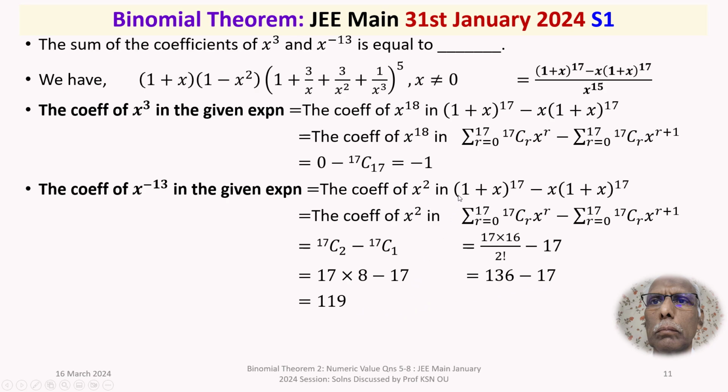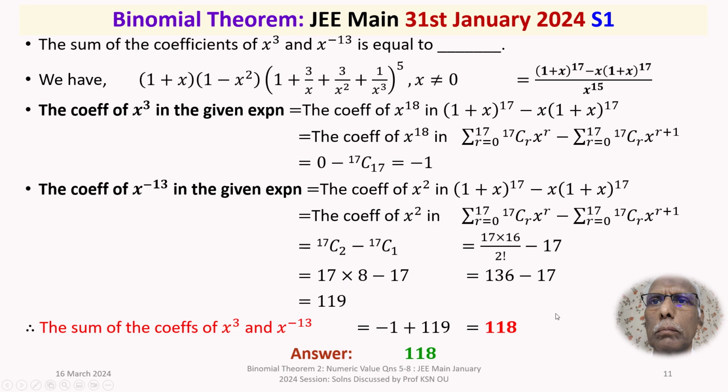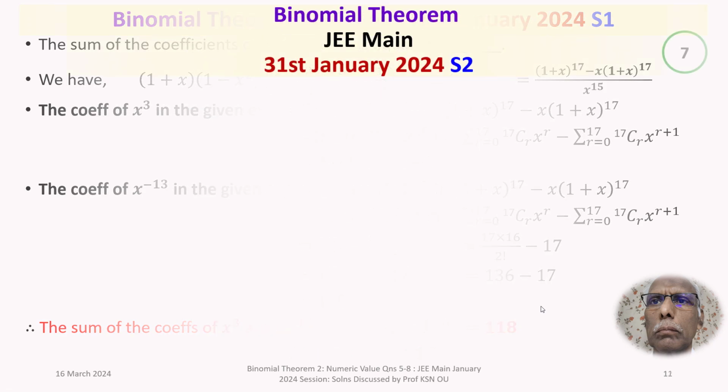And what we want is the sum of the coefficients of x³ and x⁻¹³ in the given expansion. So you have to add these two, that is -1 + 119 = 118. So the answer to this question is 118. I am sure that you have understood the solution of this problem. We move on to the next question.